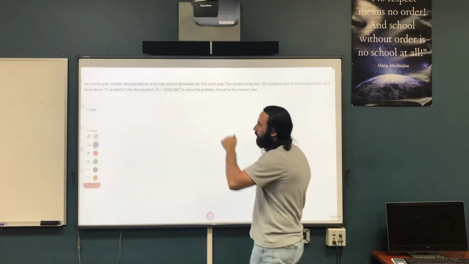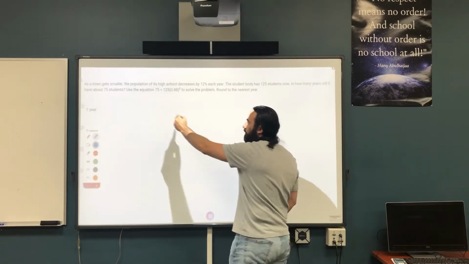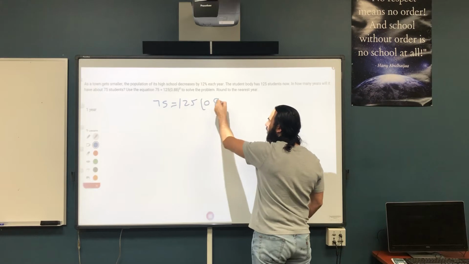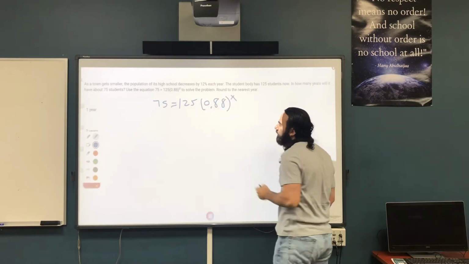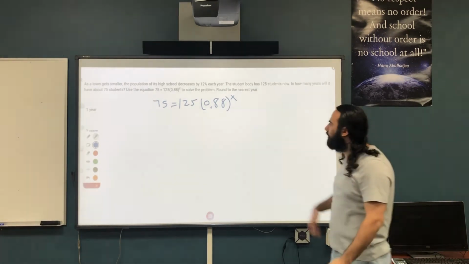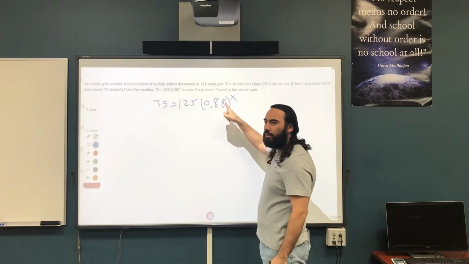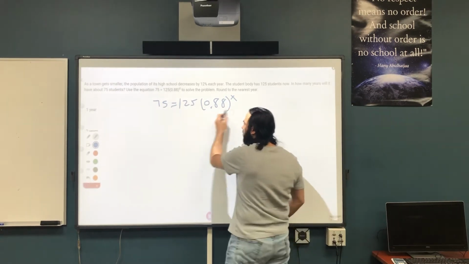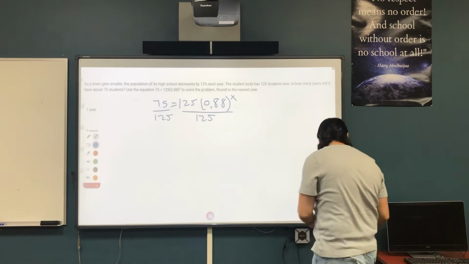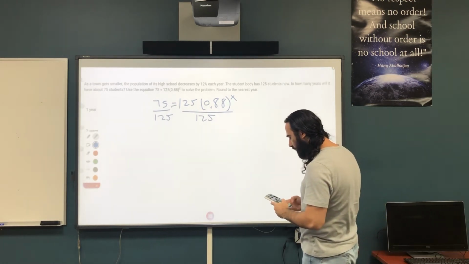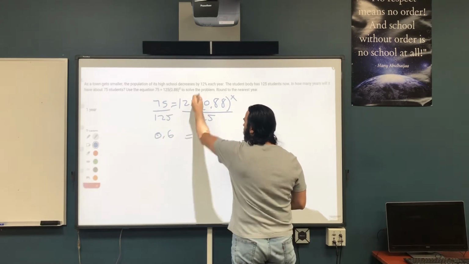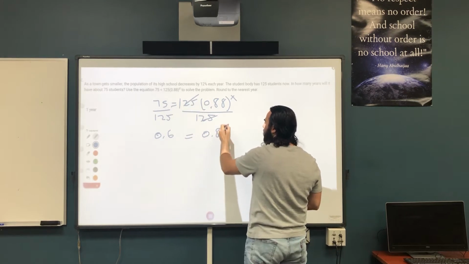So it tells you to use the equation 75 equals 125 times 0.88 to the power of x to solve the problem, round to the nearest year. Now, the same thing, guys. We need to isolate the 0.88 to the power of x, just like we isolate the variable. So we divide both sides by 125. Now, 75 divided by 125 is 0.6, equals 0.88 to the power of x.